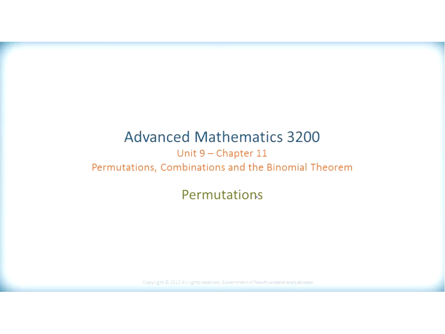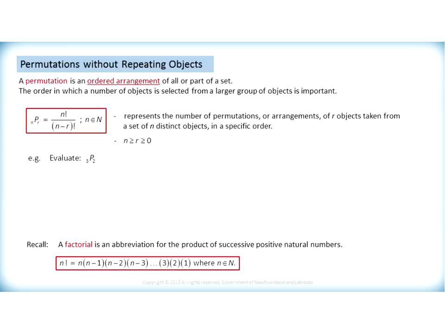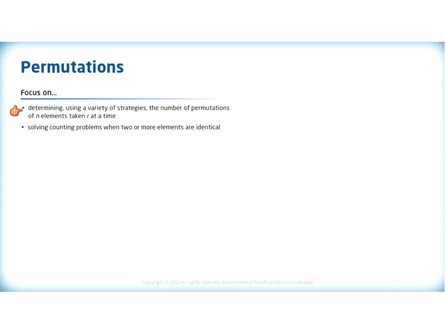Welcome to the Public Exam Review for Unit 9, Chapter 11 on Permutations, Combinations, and the Binomial Theorem. In this presentation, we will look at permutations with and without repetition. Here we will focus on determining the number of permutations of n elements taken r at a time using a variety of strategies. We will solve counting problems when two or more elements are identical.